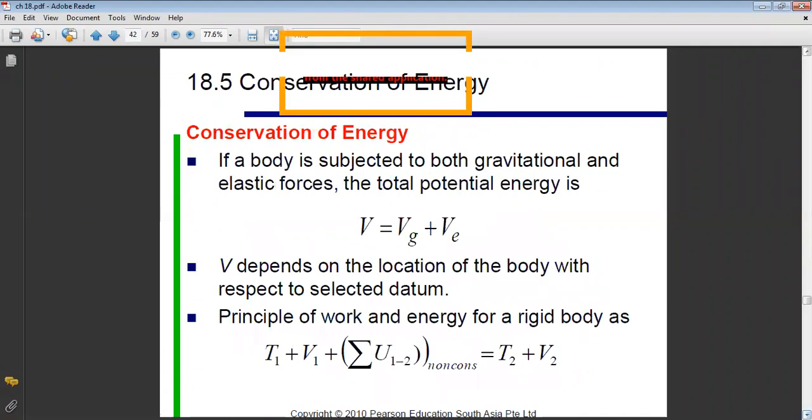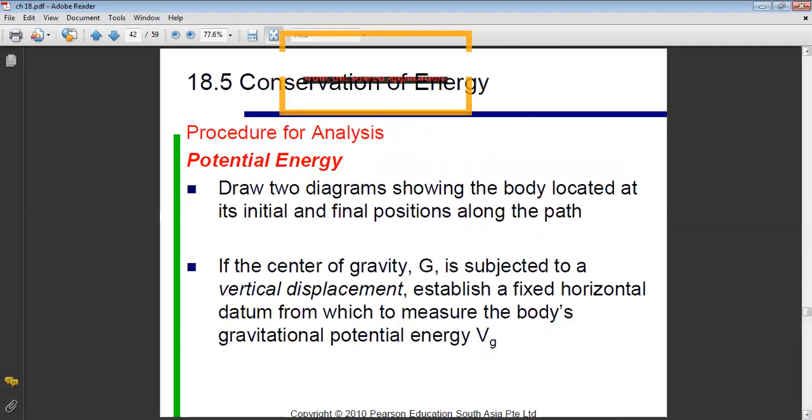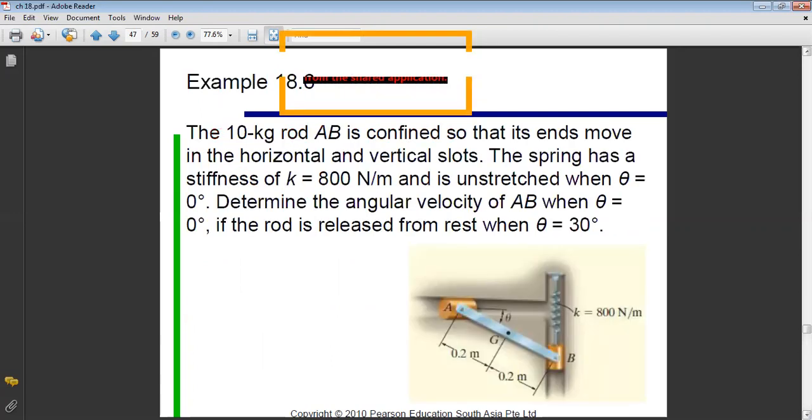So in case you have only conservative forces, you can apply the principle of conservation of energy, which is T1 plus V1 equals T2 plus V2. And if you have non-conservative forces, you can write your theorem of work and energy in another form, which is T1 plus V1 plus the work of non-conservative forces equals T2 plus V2. Let us do an example on this.